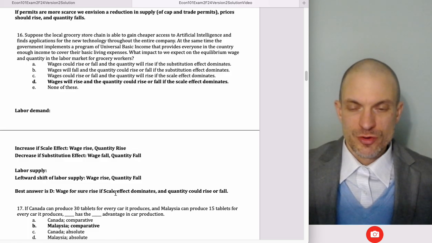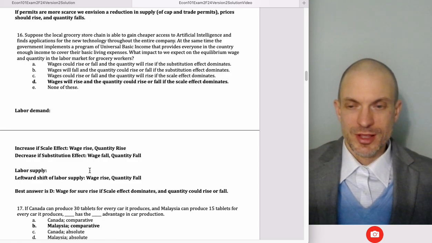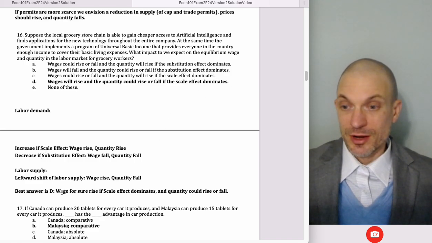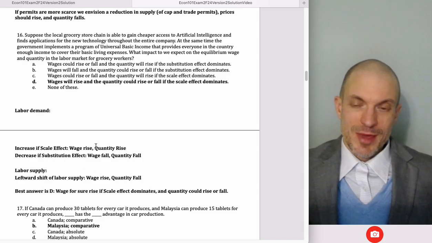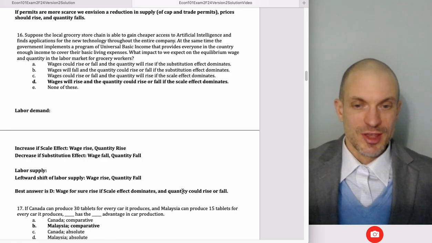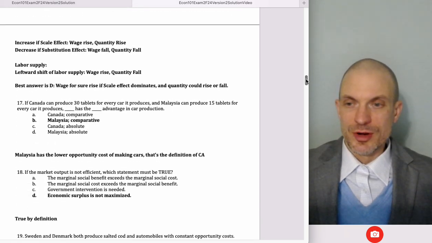The wage will for sure rise if the scale effect dominates, and the quantity could rise or fall. Basically, all we have to do is look over these four options, grab the two combinations, and make sure they match with what it says right here. And the best answer is D. Wages will rise and quantity could rise or fall if the scale effect dominates. Because if the scale effect dominates, wages are going to rise, but wages rise because of this labor supply decrease. But the scale effect, the demand side, is saying quantity should rise. The supply effect is telling us quantity should fall. That's why we say it could rise or fall. In other words, the effect on quantity is ambiguous or indeterminate.